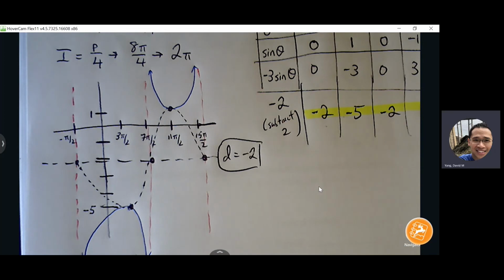Okay. So these vertical asymptotes always touch where the D is. Not where the zero is. It happens to be 0.